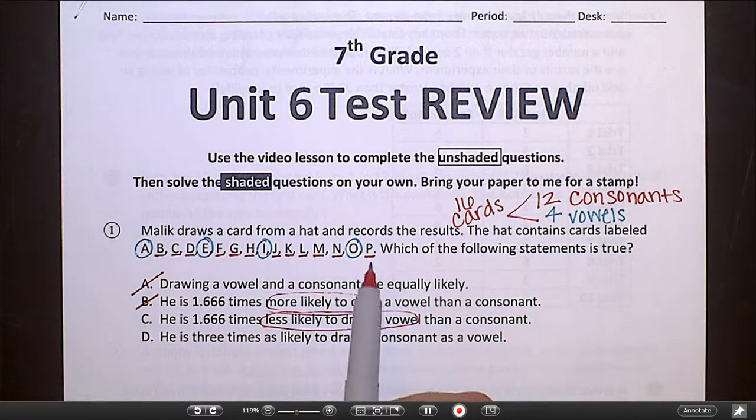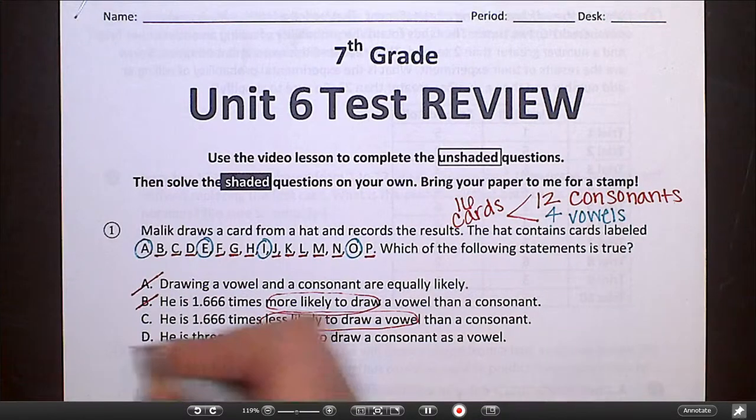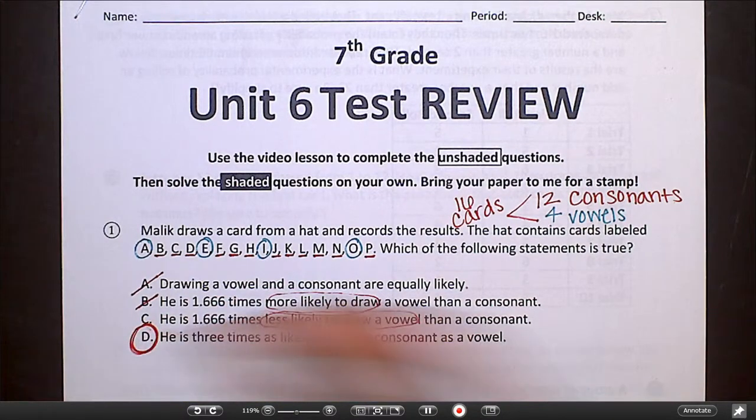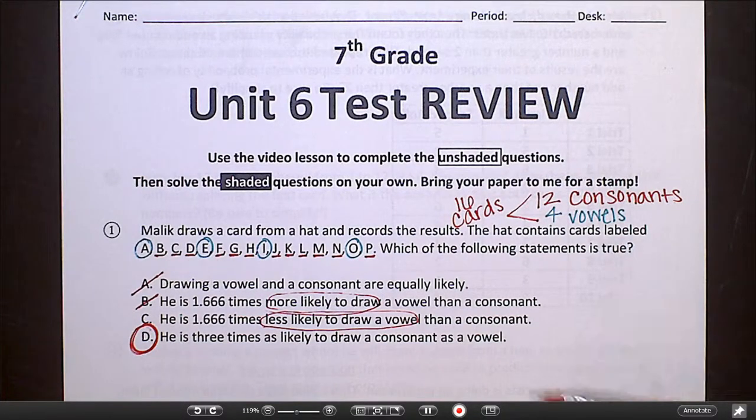I'm counting again. Let me double check. 1, 2, 3, 4, 5, 6, 7, 8, 9, 10, 11, 12, and then I have 4 vowels. So in this case, I am 3 times more likely to draw a consonant because I have 3 times as many consonants. If I didn't actually have 3 times as many consonants, then that would be a good opportunity for me to look at the other answer choice that I still have available, because I am also less likely to draw a vowel, but I don't know the exact number. If you have questions on this one, please come talk to your teacher. Otherwise, you're ready to go on to shaded number 1.